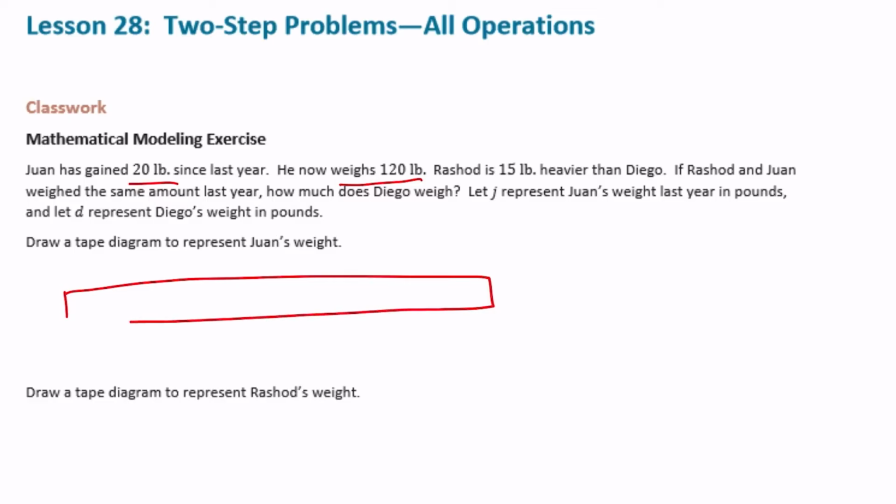So if I were to draw Juan's tape diagram, I know that he now weighs 120, so the whole here is going to be 120 pounds. And he's gained 20 pounds since last year. So he has an extra 20 pounds, which means that he weighed 100 pounds last year. But we don't want to put 100 because it says, let J represent Juan's weight last year. So here's Juan's weight in pounds last year.